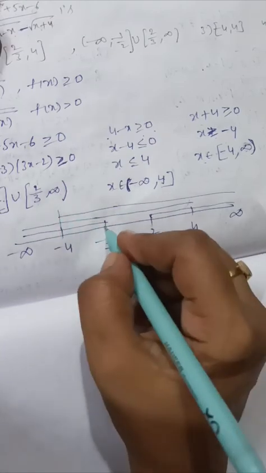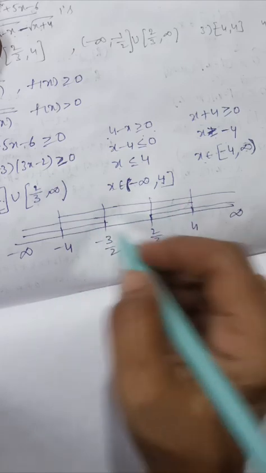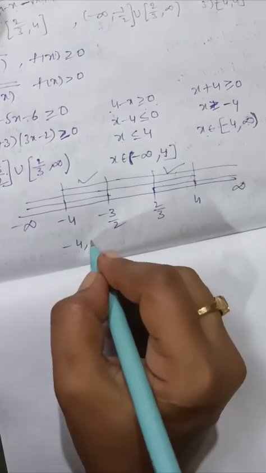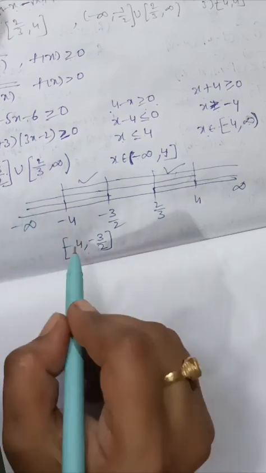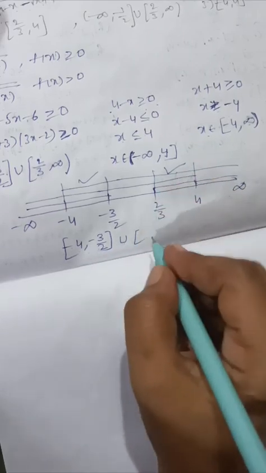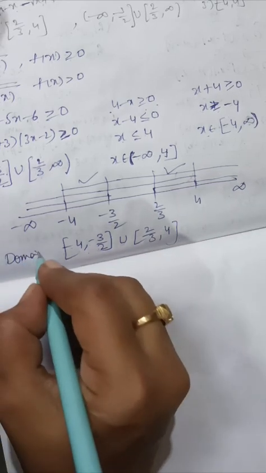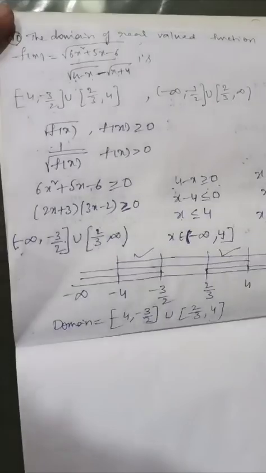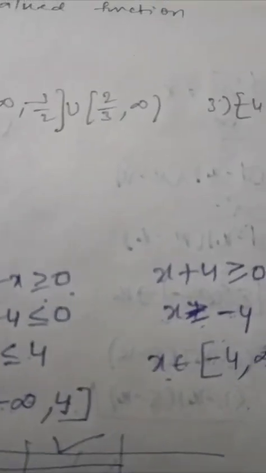So the common solution, where all the lines overlap, is minus 4 comma minus 3 by 2 with closed brackets, because minus 3 by 2 is closed and minus 4 is also closed. Union, one more interval, 2 by 3 to 4. So this is the common domain of the given function. So the answer is the first one. These are the given options.